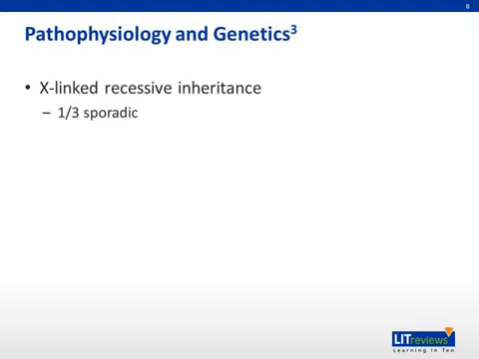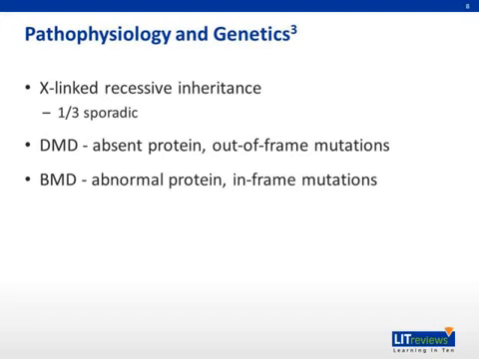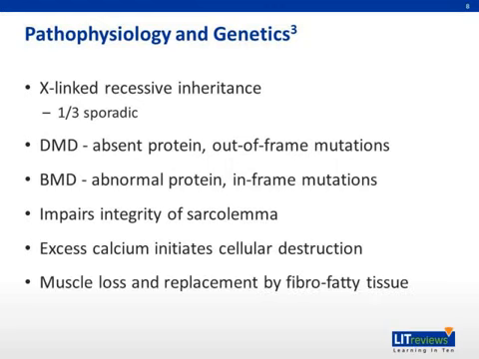The two main phenotypes are Duchenne and Becker muscular dystrophies. In general, Duchenne is due to absent protein, and Becker is due to deficient protein. Absent protein is commonly caused by out-of-frame mutations, and deficient protein by in-frame mutations. The absent or reduced supportive dystrophin leaves the sarcolemma susceptible to damage. Excess calcium has access to the fibers and initiates cellular destruction. This eventually leads to replacement of muscle with fibrofatty tissue.